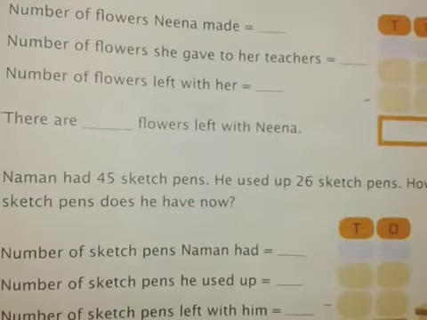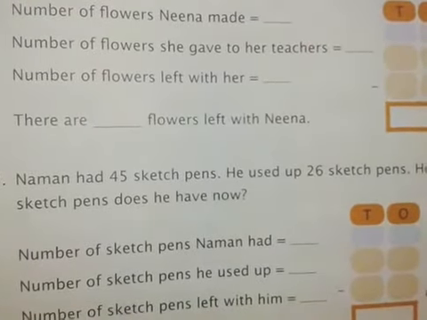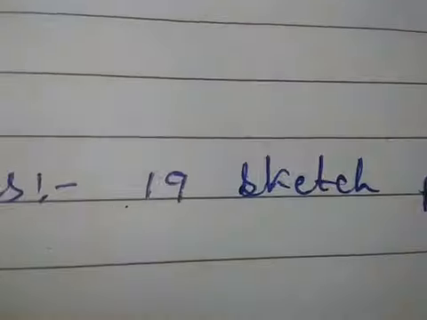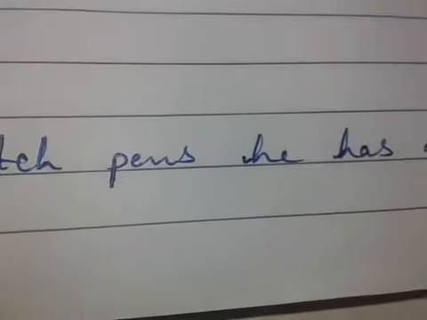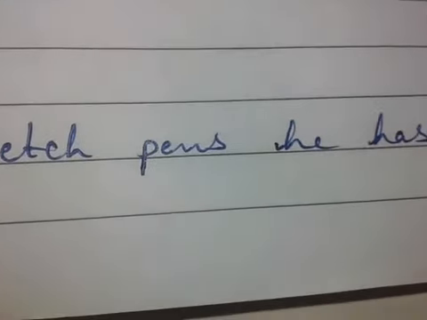Then the last line of the story is, how many sketch pens does he have now? In place of how many we will write 19 sketch pens he has now. And the final answer will be 19 sketch pens he has now. So this is how you will have to do the story sums.